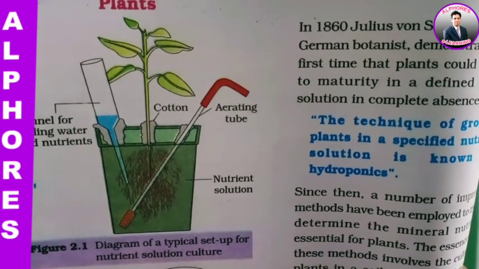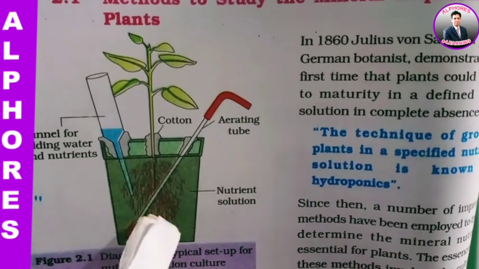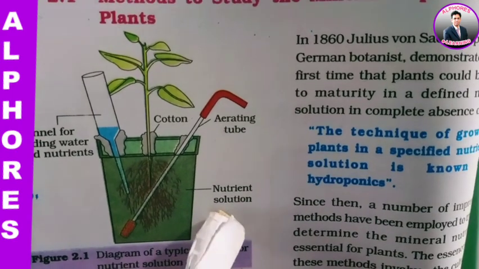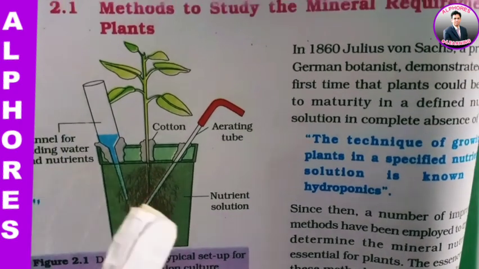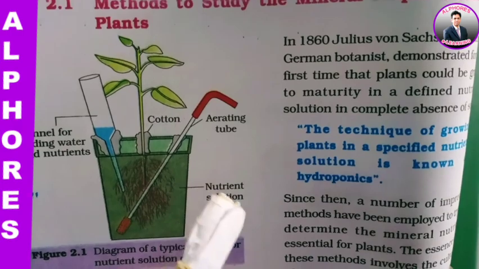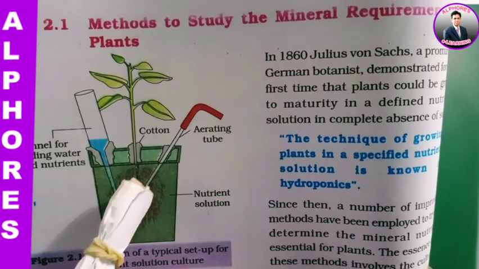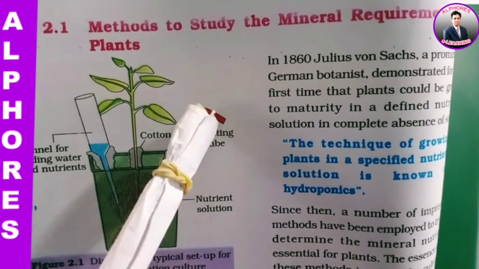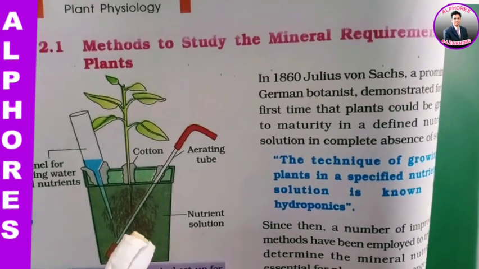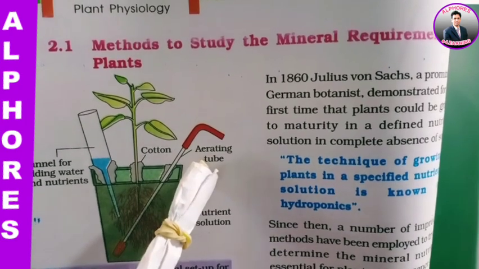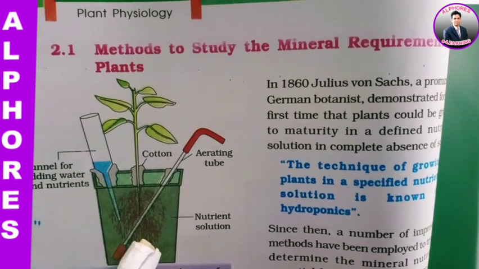Number 1, see this diagram carefully. Sir, in this diagram, only the roots of the plant are immersed in the nutrient solution. Therefore, during hydroponics, only the roots of the plant are immersed, dipped in the nutrient solution. Sir, see this tube. This tube is used to supply oxygen to the roots of the plant. This tube is called the aerating tube. This aerating tube supplies oxygen to the roots of the plant.